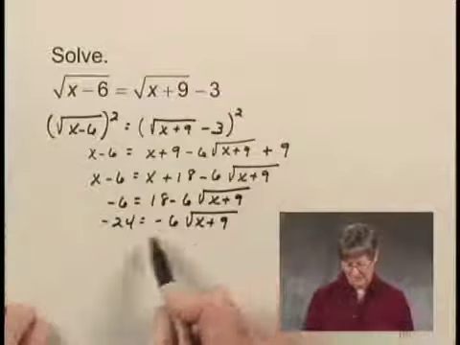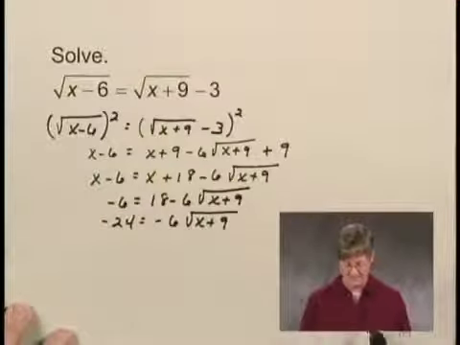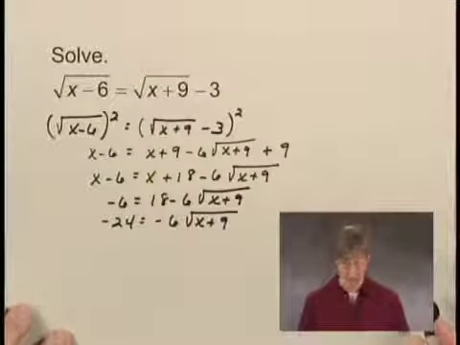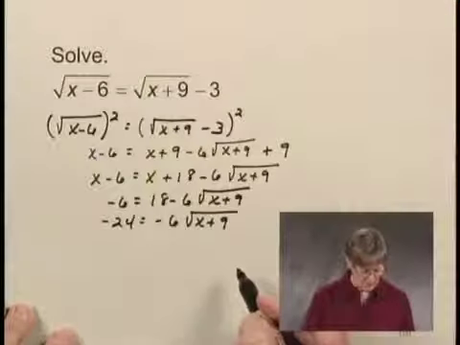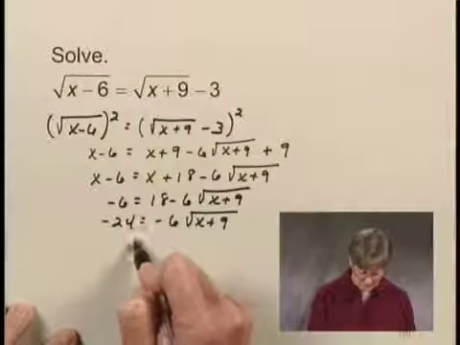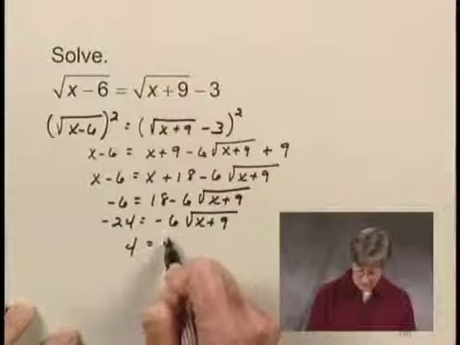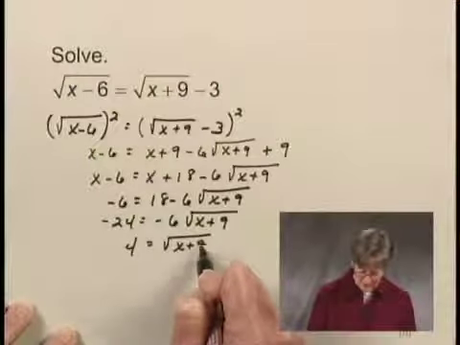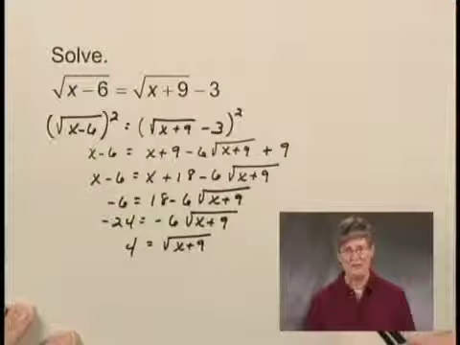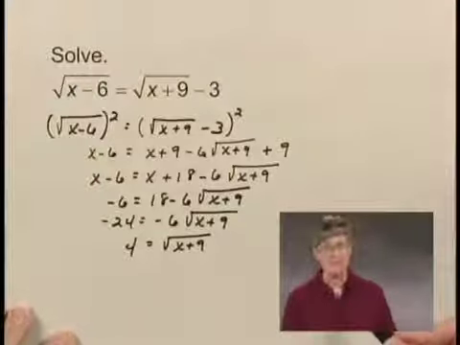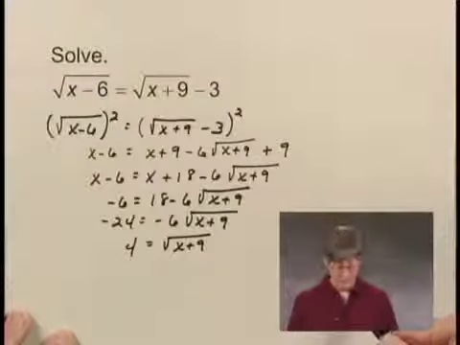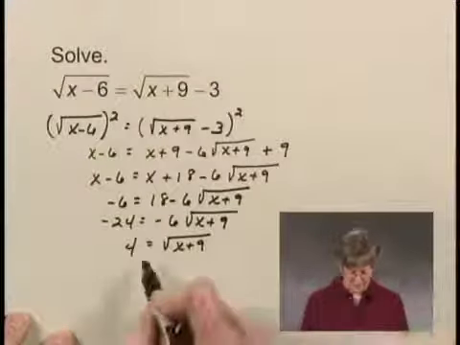Now, let's divide both sides of this equation by negative 6 just to make the numbers that we're going to be working with a little bit smaller. When I do that, I get 4 on the left. 4 is equal to the square root of x plus 9. Now, I still have an equation that has a radical symbol in it, so I'm going to have to square again before I can solve for x. So I'll square both sides.